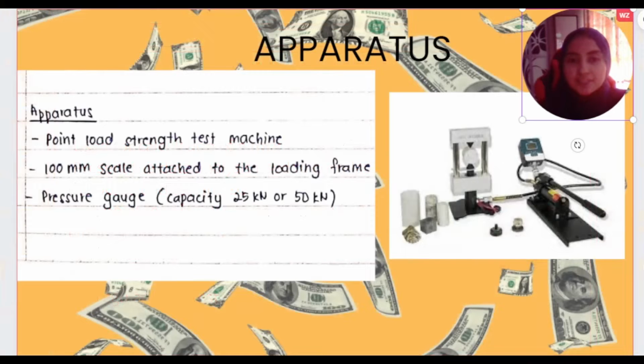This is the apparatus that we should be using. First is the point load strength test machine, and a 100mm scale attached to the loading frame. And lastly is the pressure gauge, which has the capacity of 25 kN or 50 kN.